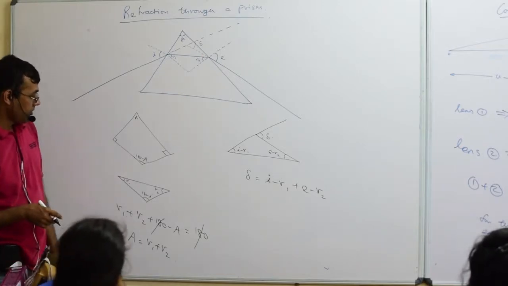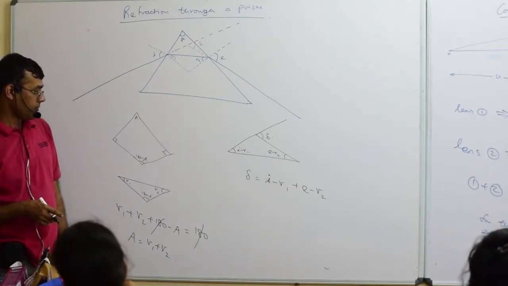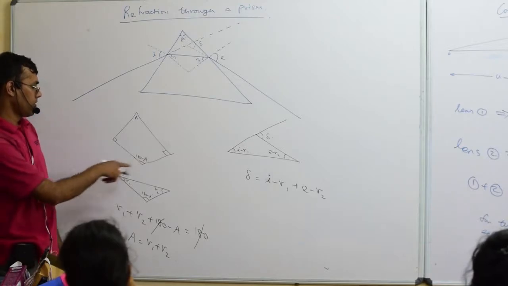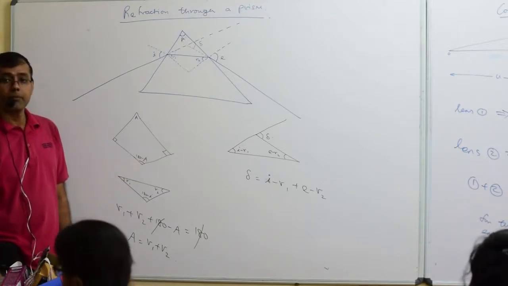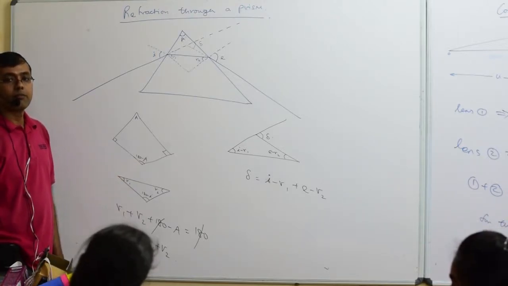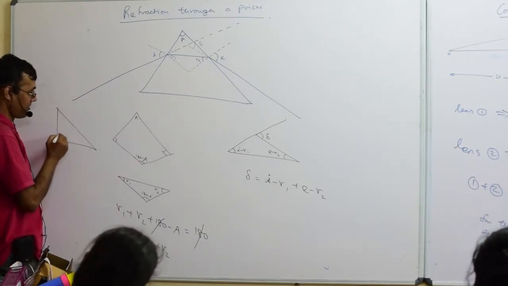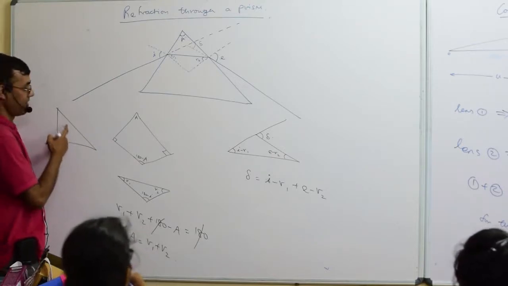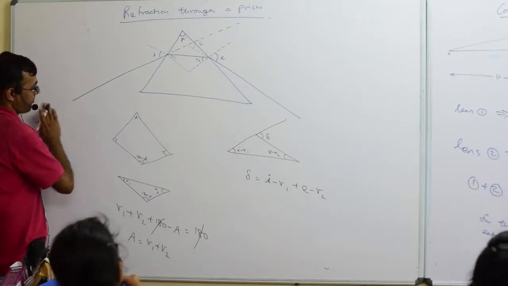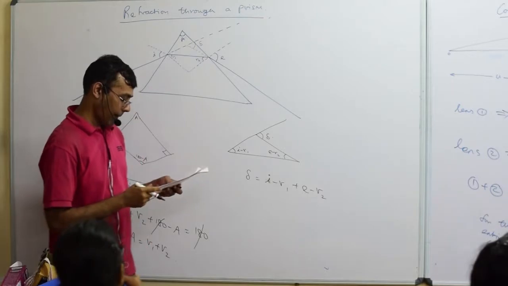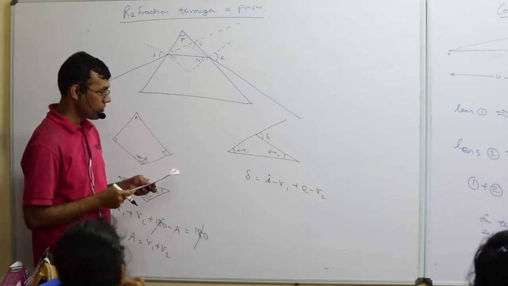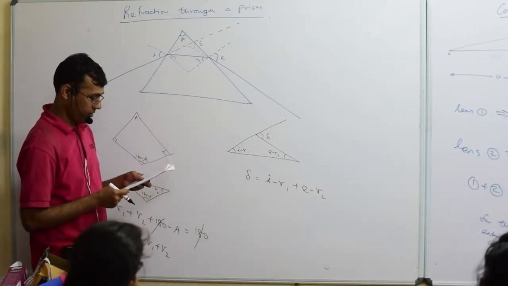Total angles? No, the total sum of all the angles in a triangle is 180. How can it be 90? You take a 90-degree angle, if this itself is 90 degrees, right? This is 180. So del is equal to I plus E.